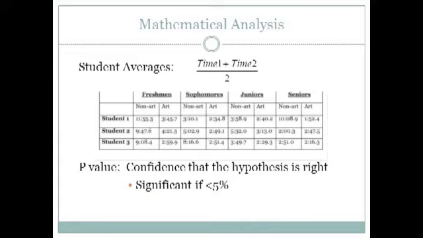After the data was collected, we found the mean by adding up the minutes and seconds of the 2 times and dividing it by 2. After finding the mean of every student, we found the p-value that would determine whether or not there is a significant difference between the results of the art and non-art students.